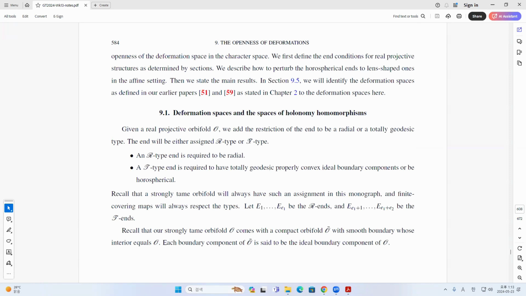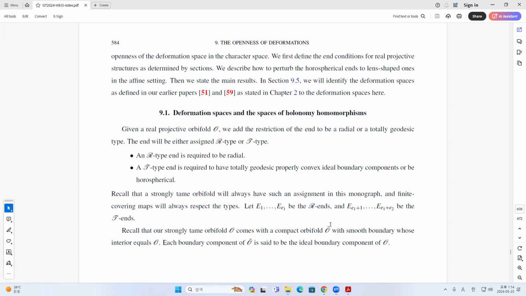So all the ends will be R or T type. The R type is always radial. The T type is either totally geodesic or horospherical. So let's say E1 is the R ends, and then E1 plus 1 to E1 plus E2 is the T ends.